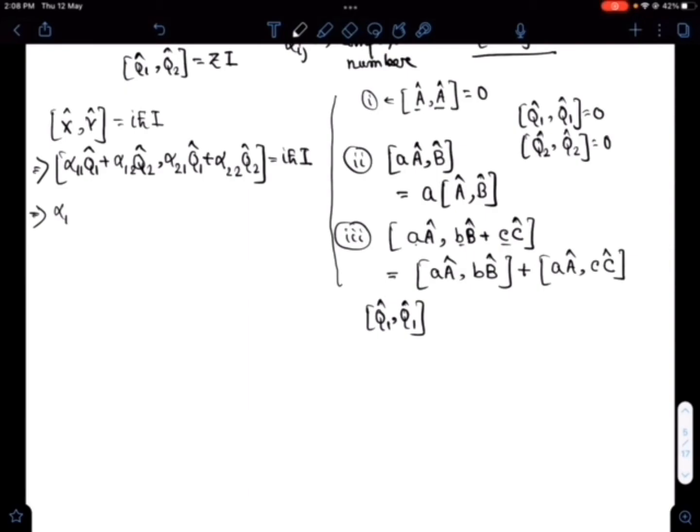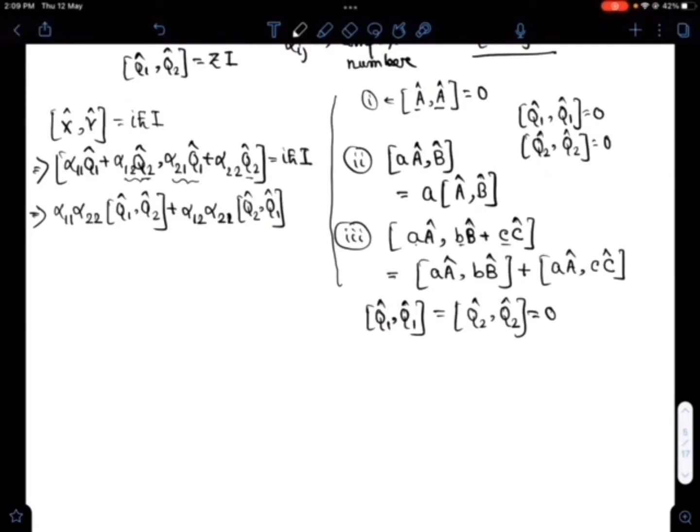Similarly, the second term will be alpha 1 1, alpha 2 2, q1 q2, and the third term, the permutation of these two, will give us alpha 1 2, alpha 2 1, q2 q1, and the last term will involve the commutation relation of q2 with q2. So similarly, it should also be 0 because this represents the same observable. So this is 0. So on the right hand side we have i h cut i.